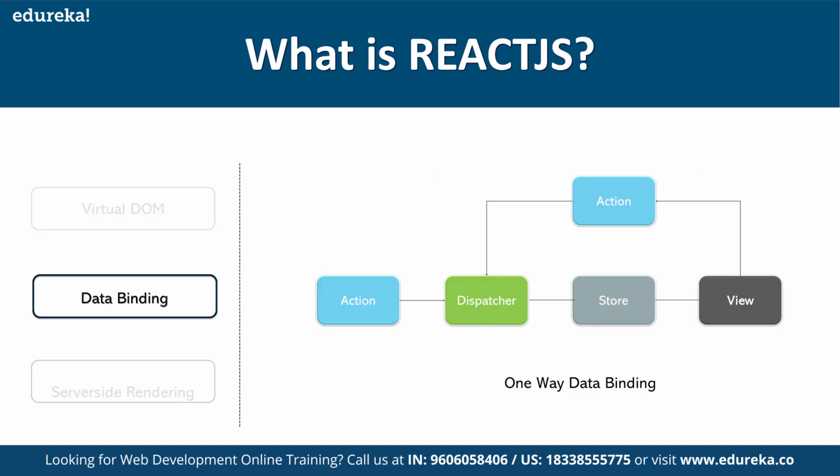And then we have the features for data binding as well. Unlike the other frameworks, React.js follows a unidirectional data flow, or we can say one-way data binding. The major advantage of one-way data binding is that throughout the application, the data flows in a single direction, which gives us better control over it.